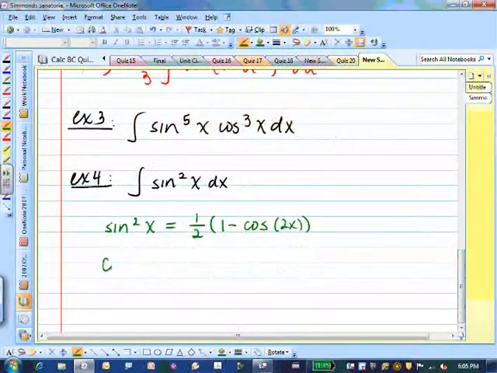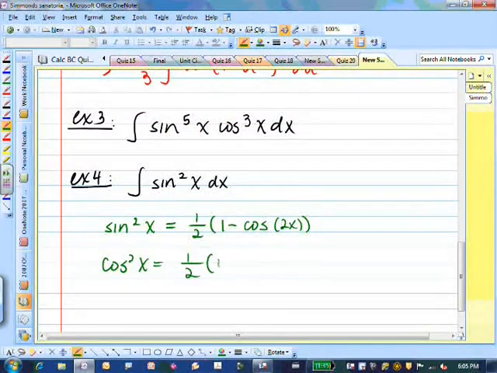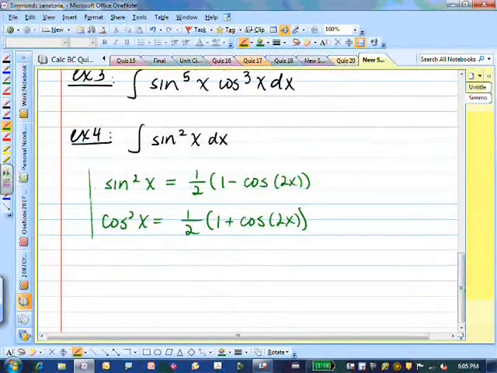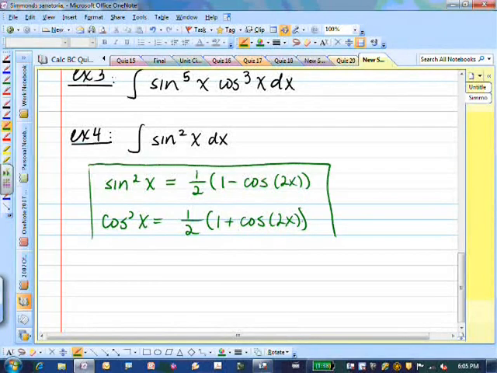Okay. Similarly, cosine squared x, you can use a half angle or double angle identity to show that it's 1/2 (1 plus cosine of 2x). Okay. So these are important identities to know. Might want to write them down.